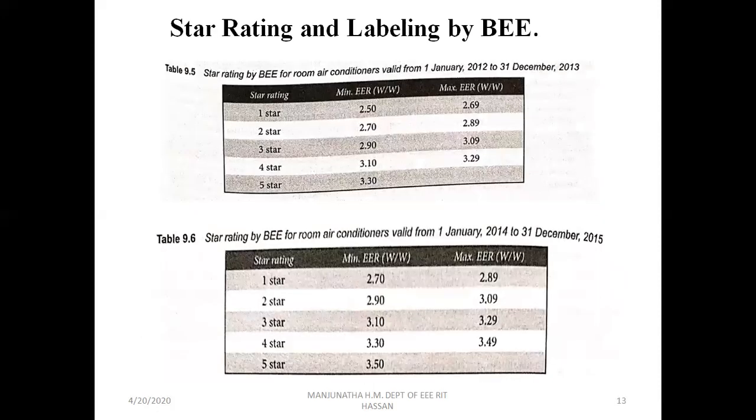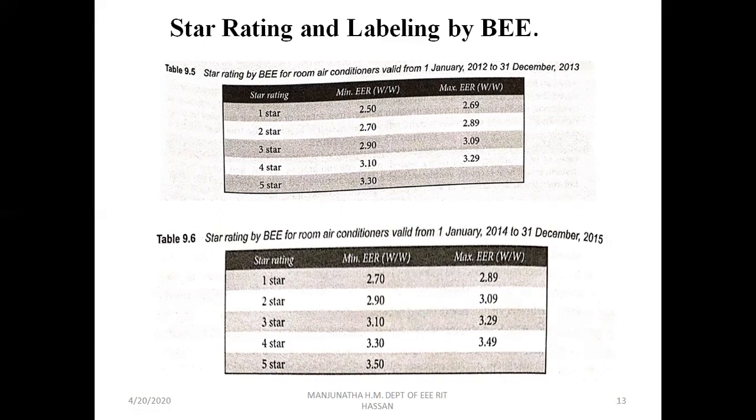Now come to the next topic, that is the star rating and labeling of BEE, the Indian standard of measurement. Star rating of BEE for room air conditioning is valid from 1st January 2012 to 1st December 2013. Now we are observing the stars on fridges. If you want to purchase a fridge or a washing machine, there we observe the stars. Those stars indicate the energy conservation of those devices.